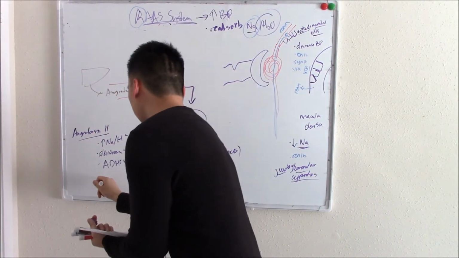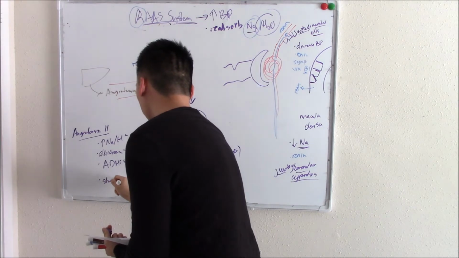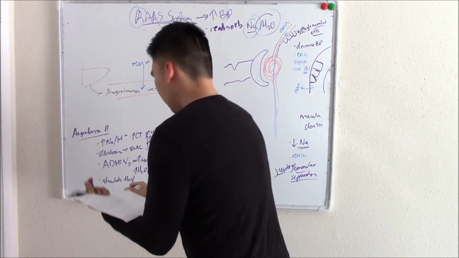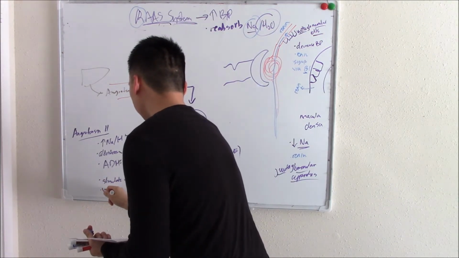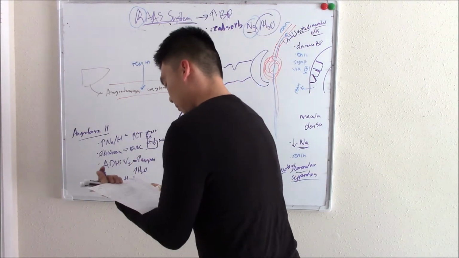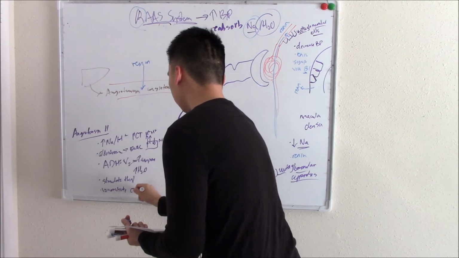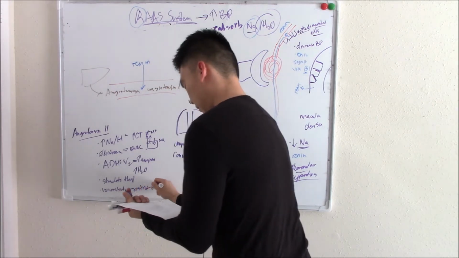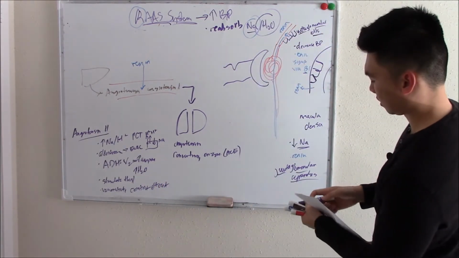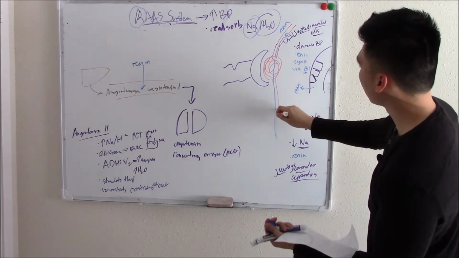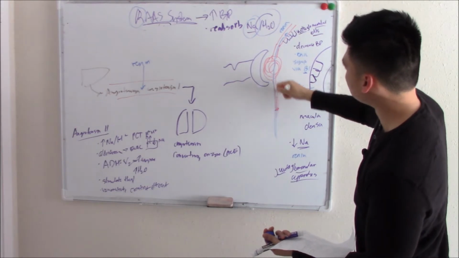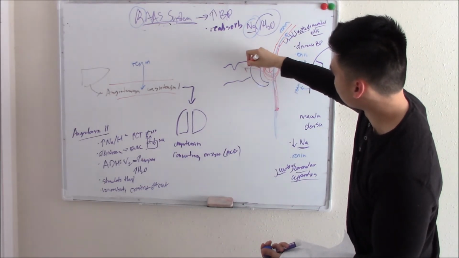And if that's not enough, it stimulates thirst. Stimulate thirst. That way you drink more, get more volume. It causes vasoconstriction. That increases your blood pressure. In particular, it can constrict the efferent. What do you think that does in terms of GFR? Doesn't that cause a buildup of fluid and increase GFR? We talked about that in our previous video.